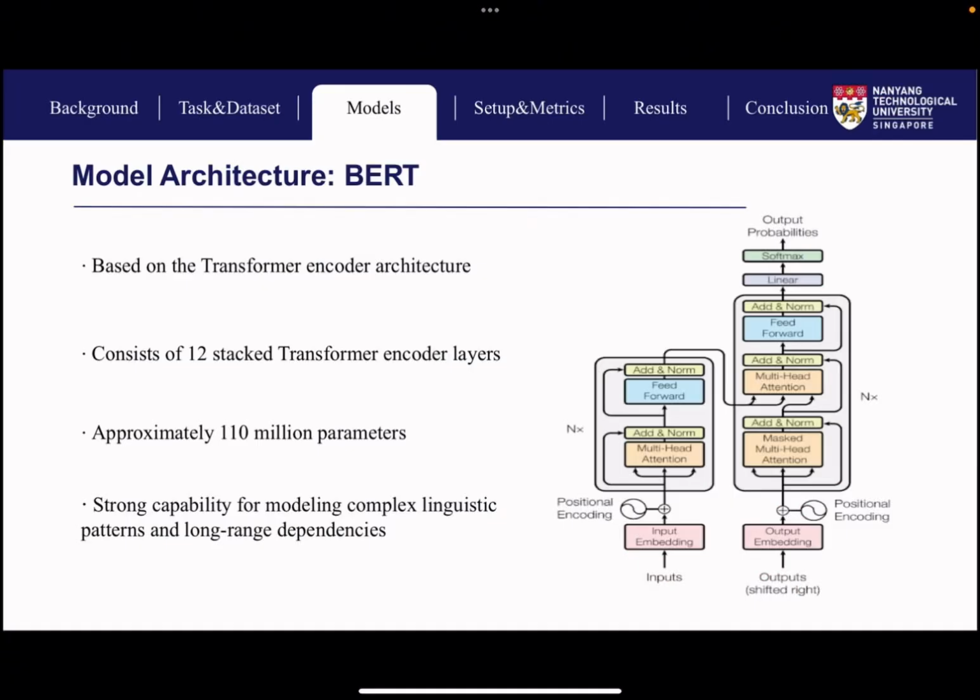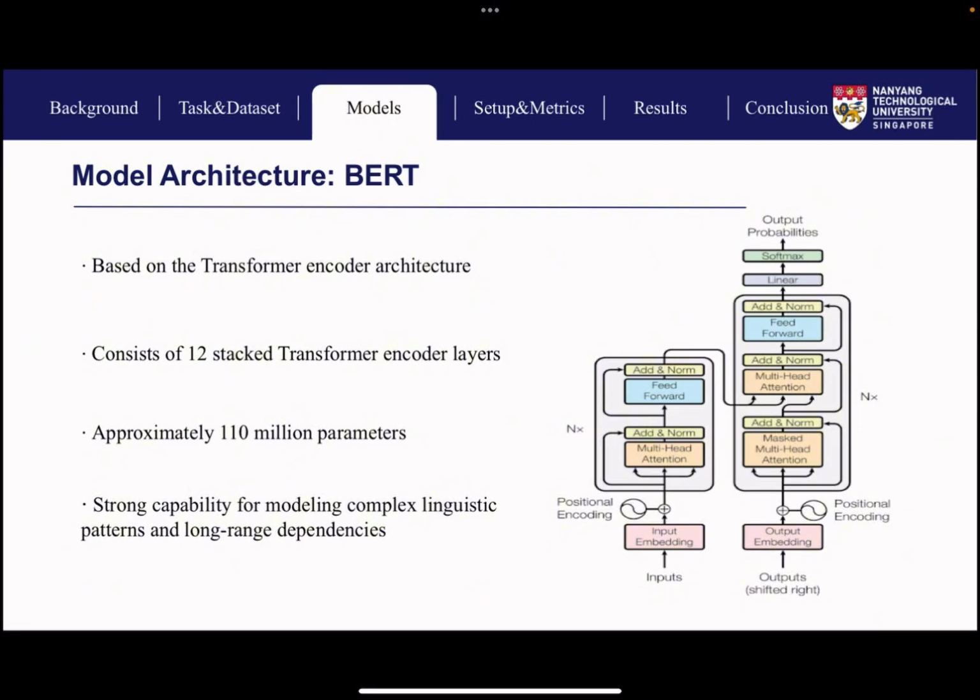Let's begin our technical deep dive by examining our baseline model, BERT-base-cased. As many of you know, it's built on the transformer encoder architecture, which revolutionized NLP by using a mechanism called self-attention. Unlike previous models that read text sequentially from left to right, the BERT encoder layer allows it to look at the entire sentence at once, capturing complex linguistic patterns and long-range dependencies. For example, understanding how a word at the beginning of the sentence relates to one at the very end.